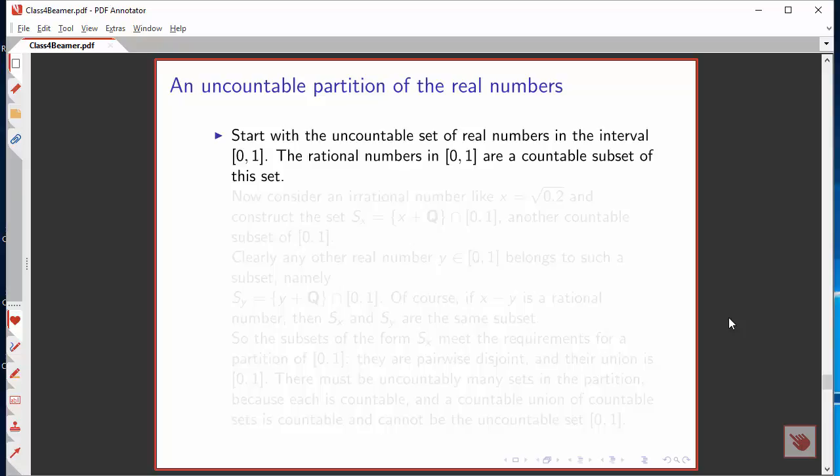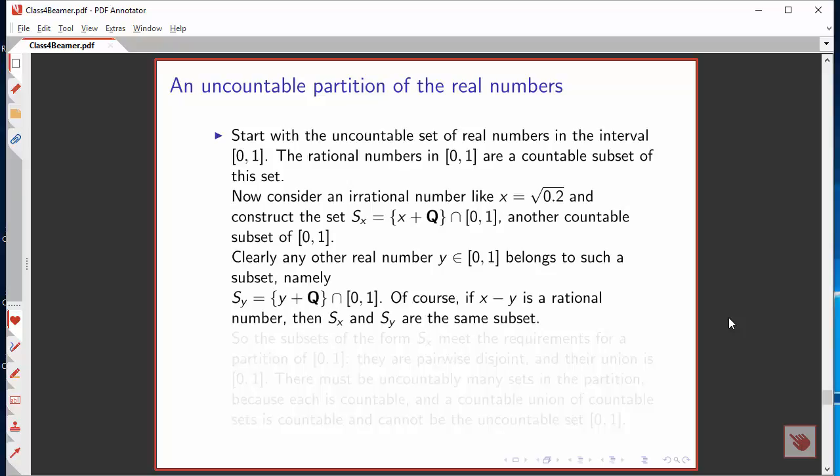This last topic is sort of optional, but I just want to try to convince you that it is reasonably straightforward to invent an event that you don't want in your sigma field. Here's how I'm going to do this. The real numbers in the interval 0 to 1 are an uncountable set, but the rational numbers in 0 to 1 are a countable subset of this uncountably infinite set. So we've got one countable subset of the real numbers in 0 to 1.